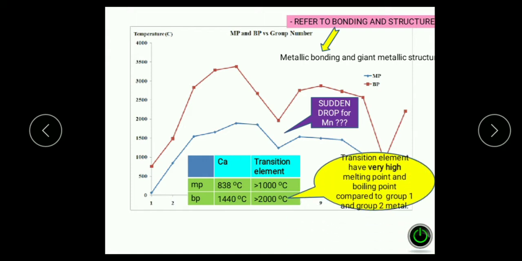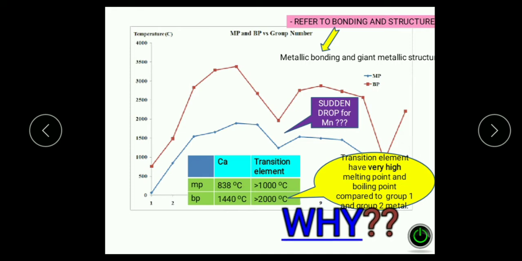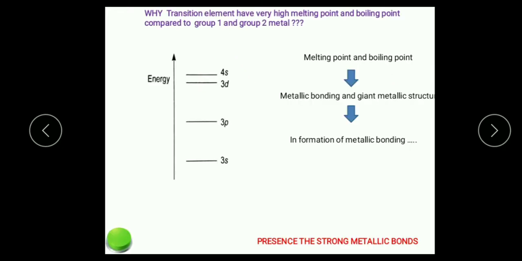Right. Why do the transition elements have very high melting points and boiling points compared to group 1 and group 2 metals? This is a question that you must know the answer to. Now let's see. Why do the transition elements have very high melting points and boiling points compared to group 1 and group 2 metals? Refer to melting point and boiling point.